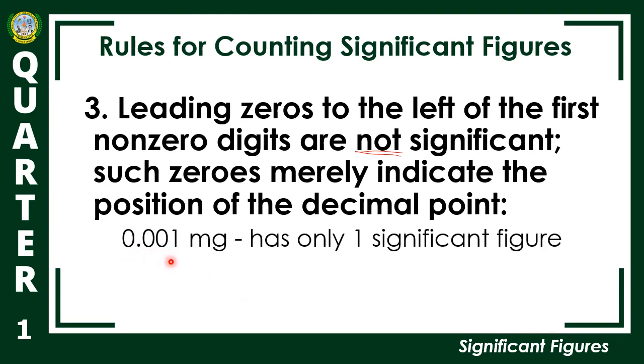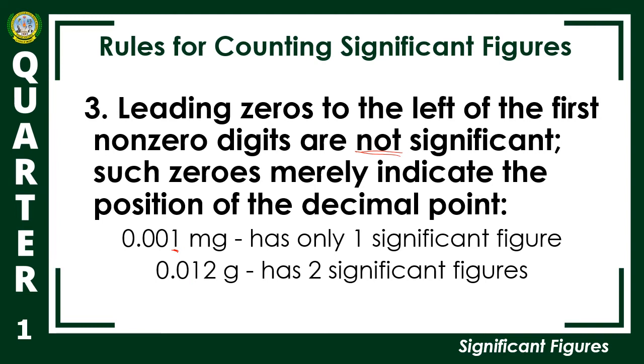0.001 or 1 thousandth milligrams has only one significant figure. Okay, so ang atin lang pong ika-count po as significant is yung non-zero digit na 1. Okay, yung leading zeros ay hindi po kasama. Next example, 0.012 grams or 12 thousandths gram has two significant figures. So, yung two significant figures na yun ay itong dalawa po nating non-zero digits. So, yung 1 tsaka yung 2. So, yung 0 sa unahan, again, leading zeros are not significant.